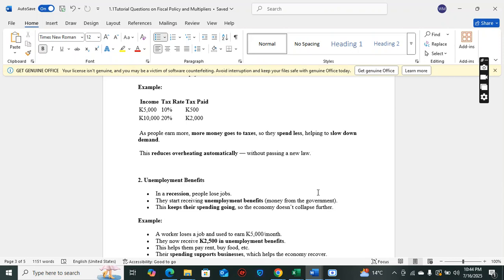If the economy is doing well, there's no need for many unemployment benefits. But if there are still people who get unemployed, they are still going to need these unemployment benefits. Yes. Any questions on these automatic stabilizers?